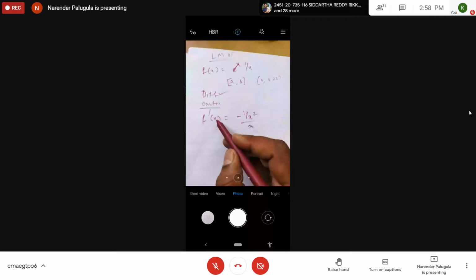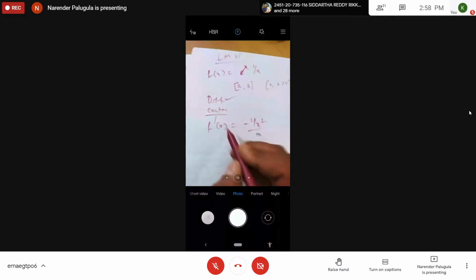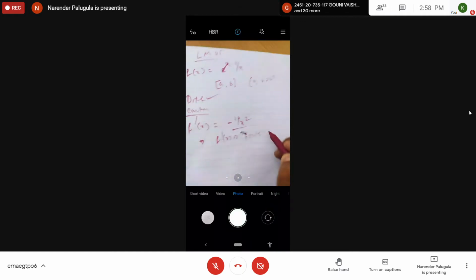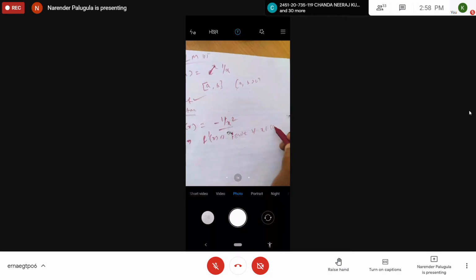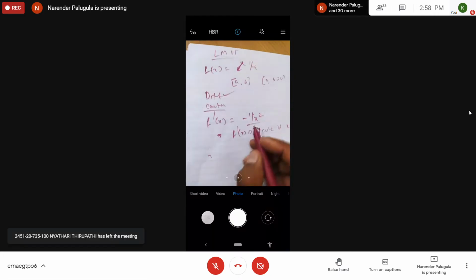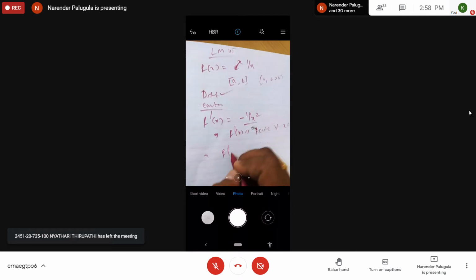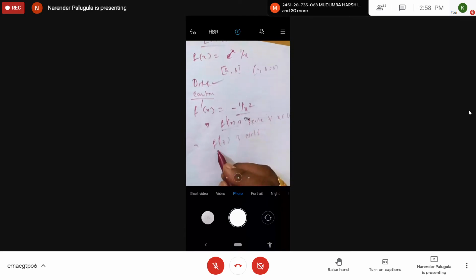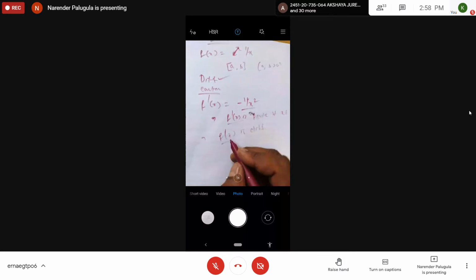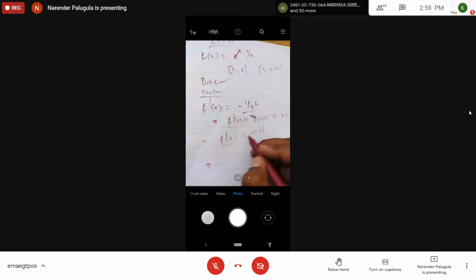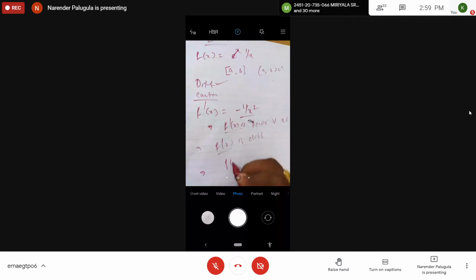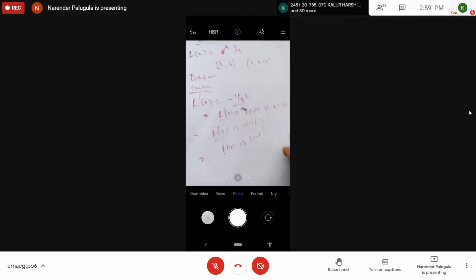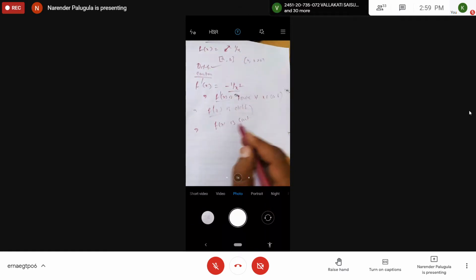So f dash x exists. That means f dash x is finite for all x belonging to ab. That means, since f dash x is finite, f of x is differentiable. The meaning of a differentiable function is that f dash x exists. If the function is differentiable, it is obviously continuous. So differentiability implies continuity. Okay, now all the conditions of Lagrange's theorem are verified.